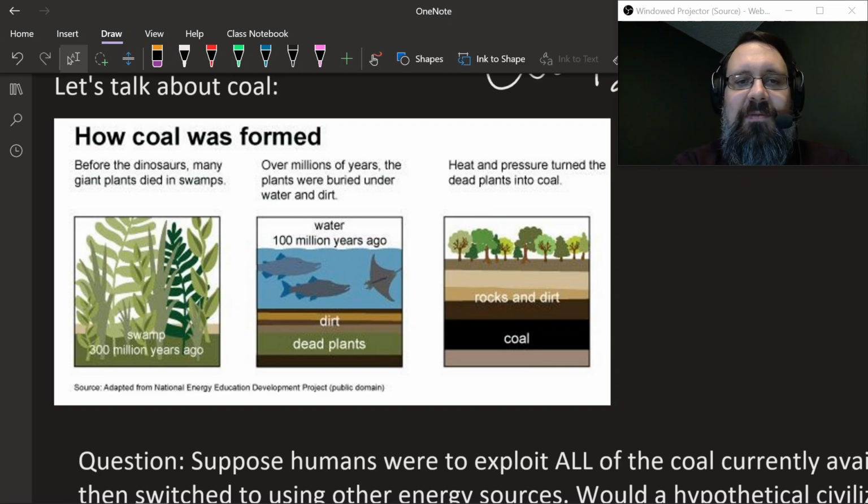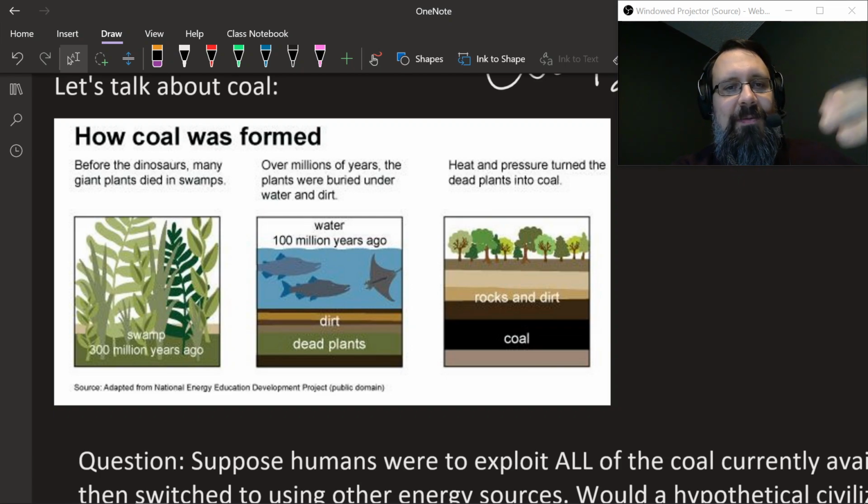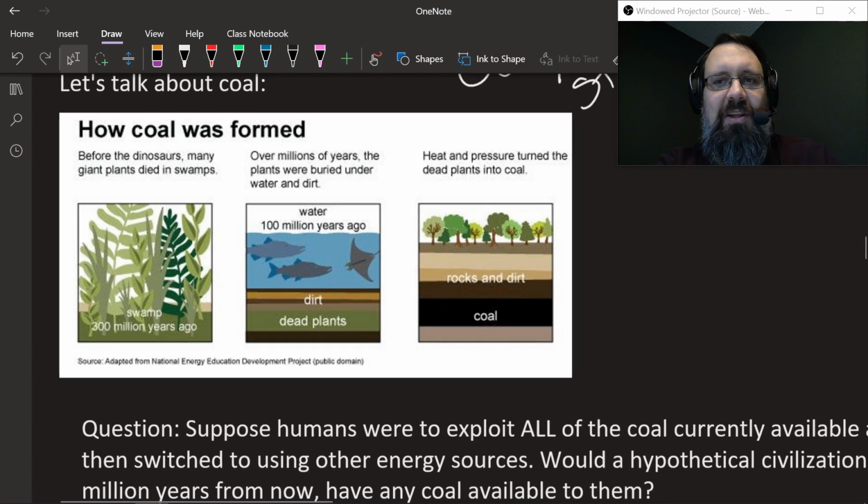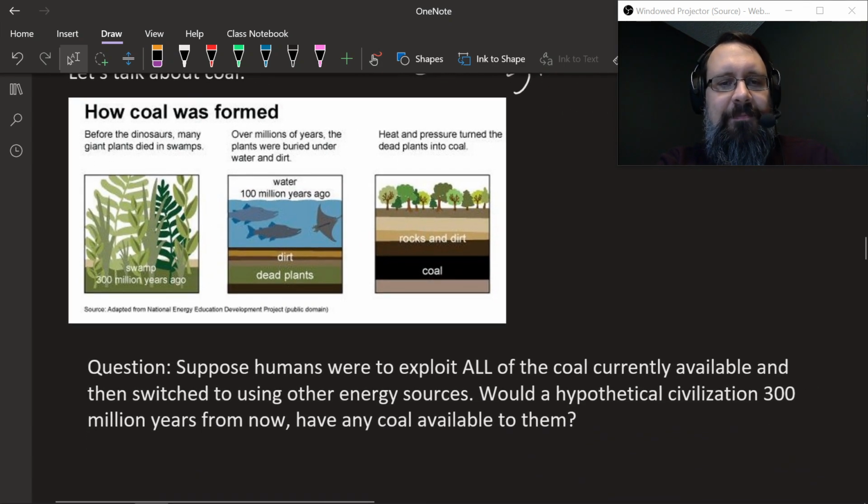And over millions of years, they get buried under layers of water and dirt and smashed and pressed down into the ground. All this heat and pressure basically turns these dead plants into coal. A lot of people think it's dinosaurs, but it's plants. The plant matter is what's turned into coal and gasoline and things like that. It's not really so much living things. It's the plant matter that did it.